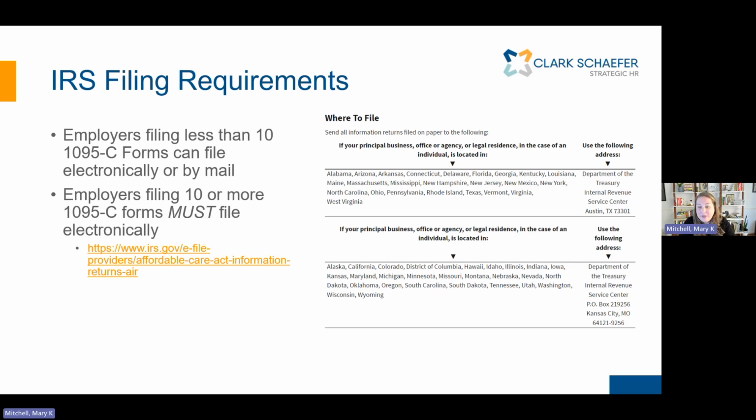You can see here up on the screen, and this is also in the 1095C instructions, that it does give you that information. So if you do need to paper file, you can absolutely do so. It's just going to depend on your state as to which one it goes to, because there are two different Department of Treasury locations that you can send that packet off to.